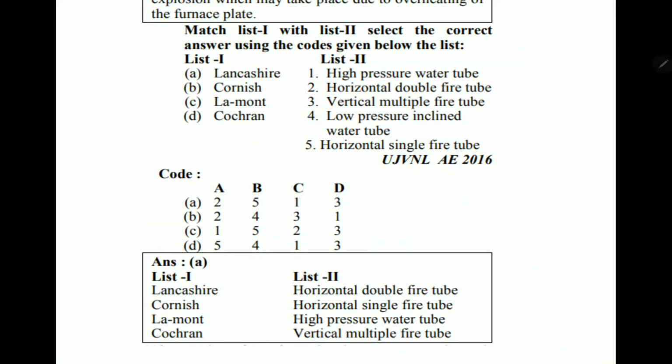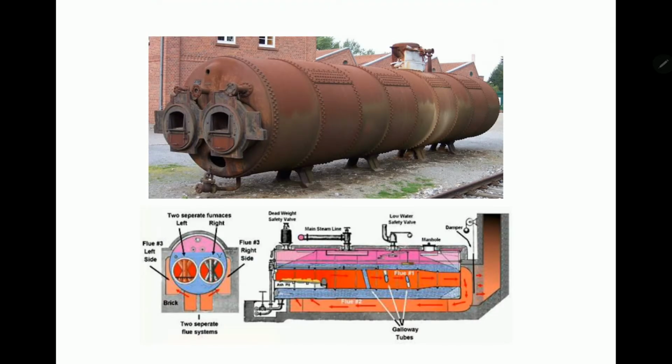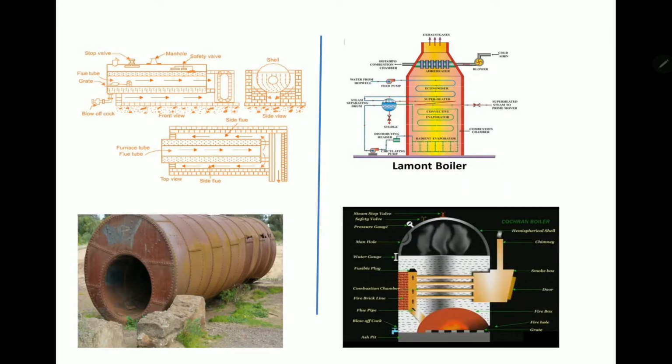Well, match list 1 and list 2. Lancashire boiler, it is a horizontal double fire tube boiler. Cornish boiler is a horizontal single fire tube boiler. Lamont boiler is a high pressure water tube boiler, and Cochran boiler is a vertical multiple fire tube boiler. Well, in this figure we can see this is the Lancashire boiler. So here we can see double fire tube. Over here at the left side we can see the Cornish boiler, and this is our Lamont boiler, and over here it is our Cochran boiler.